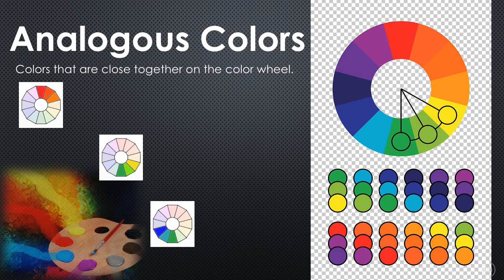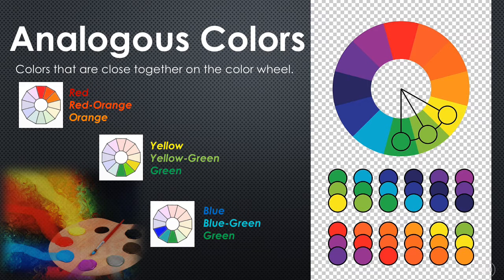An analogous color scheme is using colors that are neighbors on the color wheel. This creates a visual harmony, or effect that everything works together. An analogous color scheme is usually comprised of 3 colors next to each other. For example, red, red-orange, and orange.